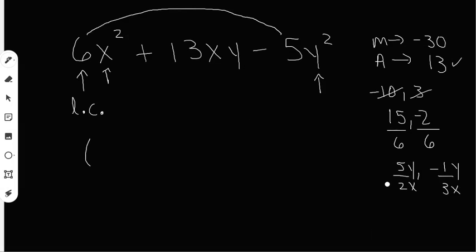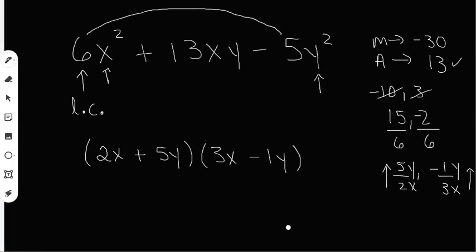The first fraction tells me 2x plus 5y. Because I'm starting with the denominator and then I'm moving up to the top to get to the numerator. The next fraction is going to tell me 3x minus 1y. And then I close that up. So now we're fully factored.